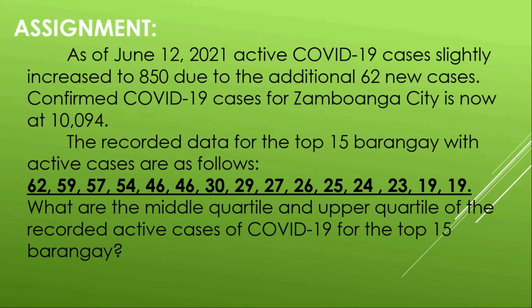For your assignment, we have the given problem. As of June 12, 2021, active COVID-19 cases slightly increased to 850 due to the additional 62 new cases. Confirmed COVID-19 cases for Zamboanga City is now at 10,094. The recorded data for the top 15 barangays with active cases are as follows: 62, 59, 57, 54, 46, 46, 30, 29, 27, 26, 25, 24, 23, 19, and 19. What are the middle quartile and upper quartile of the recorded active cases of COVID-19 for the top 15 barangays?